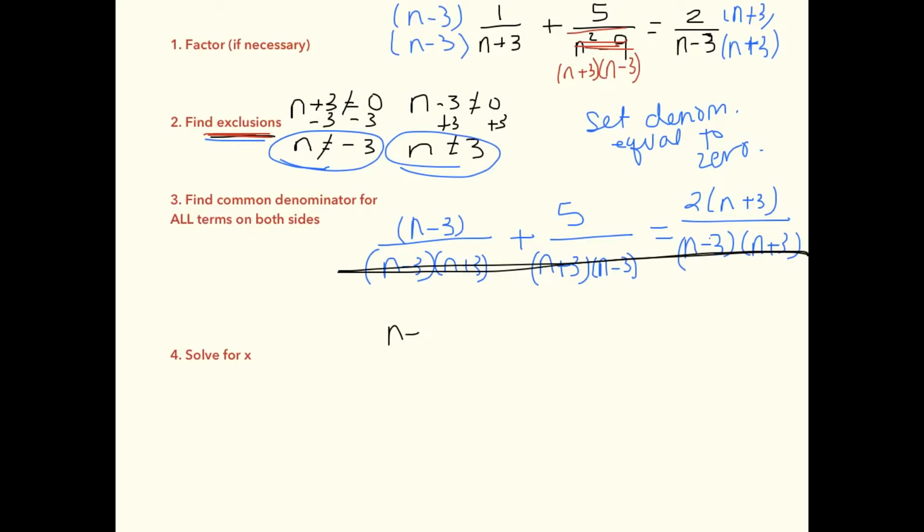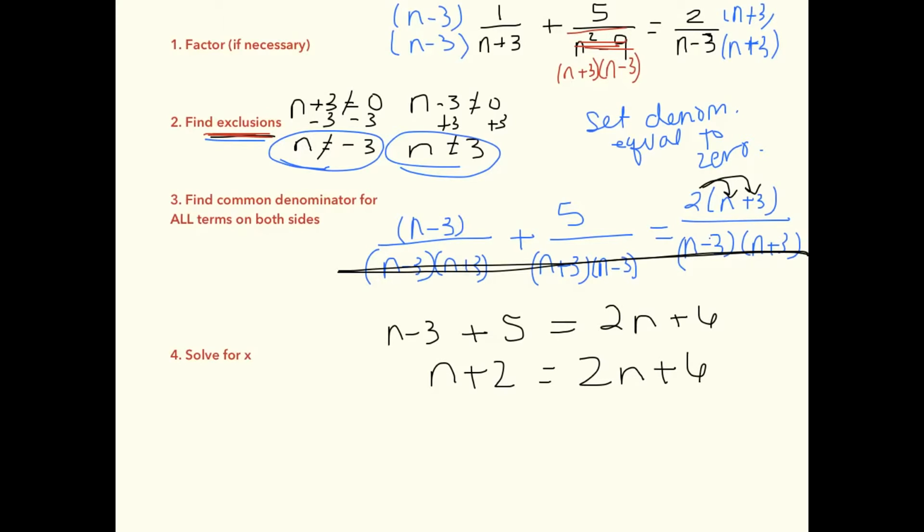So n minus 3 plus 5 equals, and we can distribute this, 2n plus 6. So now I have a much simpler equation to solve for my n. And I can do this here, combine my n minus 3 plus 5 is n plus 2 equals 2n plus 6. And then I'm going to subtract my 6 and get n minus 4 equals 2n.